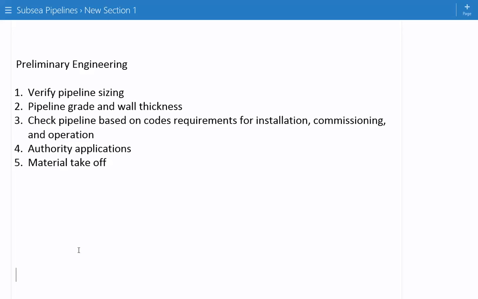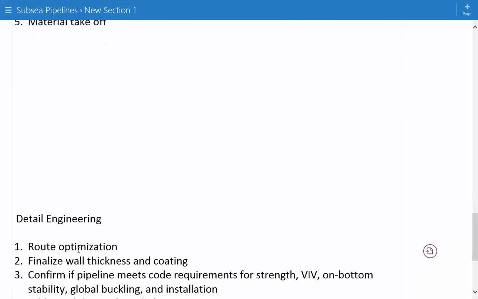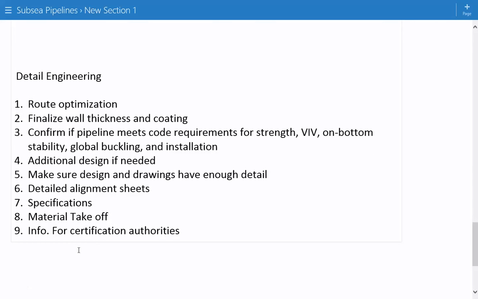Once you have the preliminary engineering, you're ready for the final detailed engineering phase. In detailed engineering, the goal is to have as few changes from the preliminary engineering as possible, and you're trying to have all the technical input for all procurement and construction tendering, so you have enough detail. Some of the main goals of detailed engineering are route optimization. You want the best possible route, avoiding major obstructions and things such as long spans. And you're finalizing the wall thickness and coating.